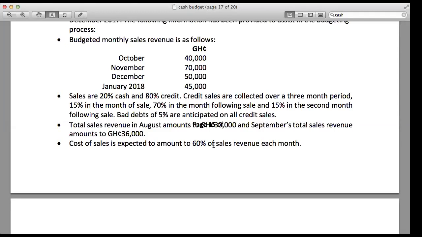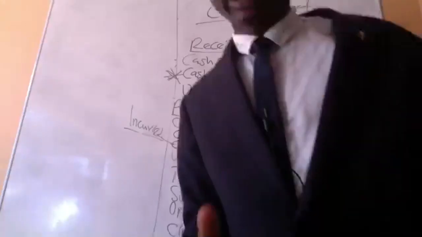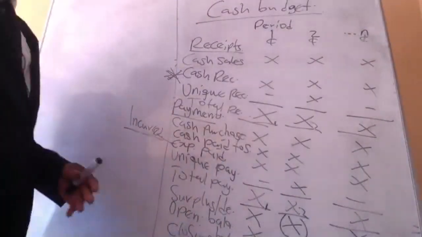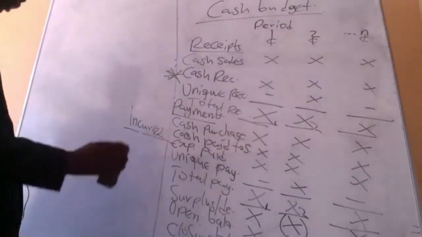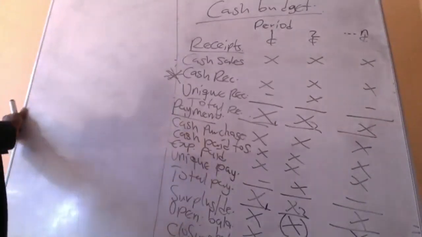Now, credit sales are collected over a 3-month period. 15% in a month of sales, and 70% in a month following sales, and 15% in the second month following sales. Bad debts of 5% are anticipated on all credit sales. Now, be with me for this question. Let's see how they studied the bad debt. And here, anytime they give you the question, test the bad debt. Yes. Test and see whether it's a terrible one.